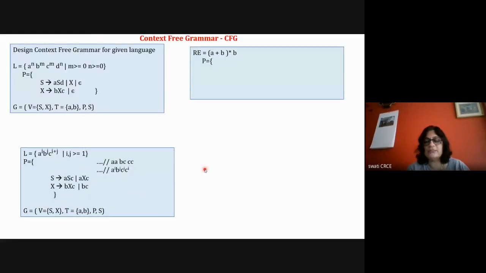So let's see here. S is equal to XB, and then X is equal to small aX or small bX or epsilon.